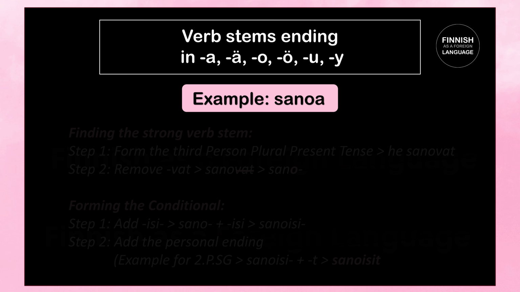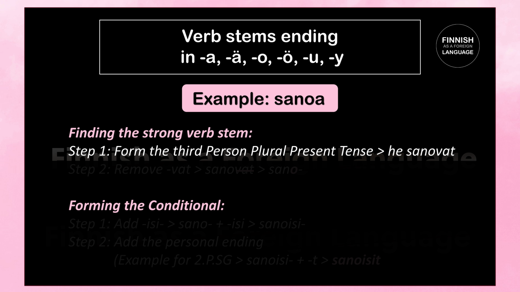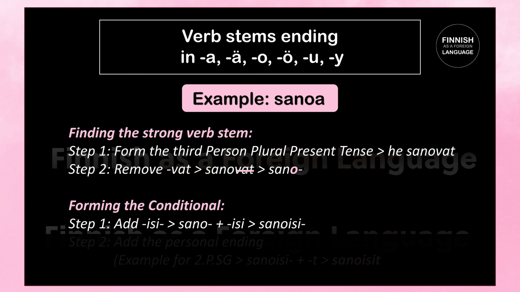Nice, let's take another example, a verb with a stem that ends in o, for example, sanoa. Again, first we want to find the verb stem. So, step number 1, we have to form the third person plural present tense of sanoa, which is he sanovat. Step number 2, remove the vat ending. Sanovat changes to sano. Sano is our verb stem. Now we can form the conditional. Again, step number 1, add isi. So that means we have sano plus isi and we get sanoisi.